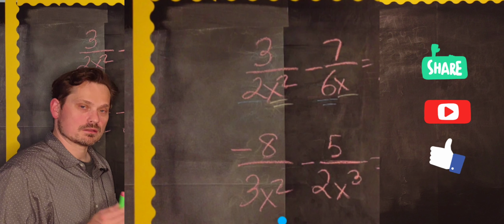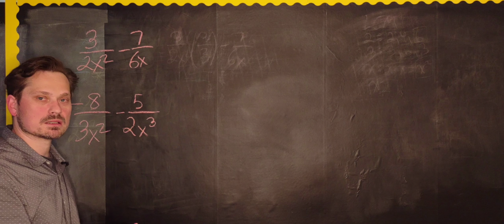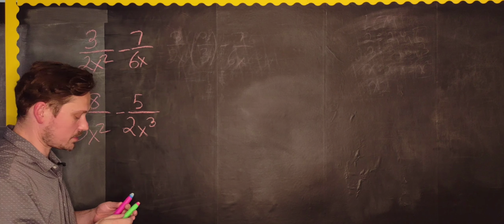Welcome friends, in this one I'm going to show you how to find the following: 3 over 2x squared minus 7 over 6x. If you are in my class, this will be our next quiz, keep that in mind.